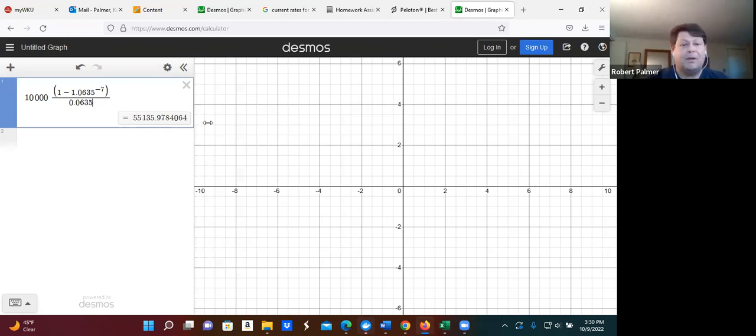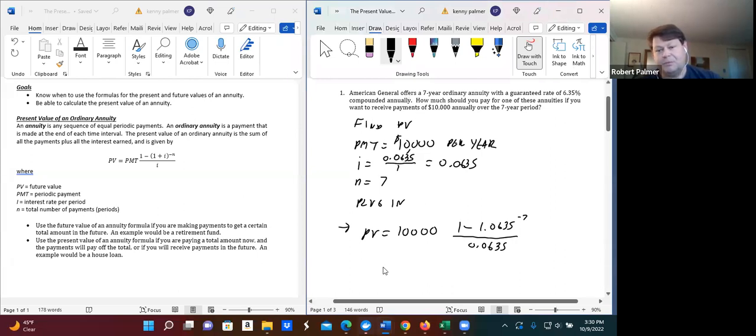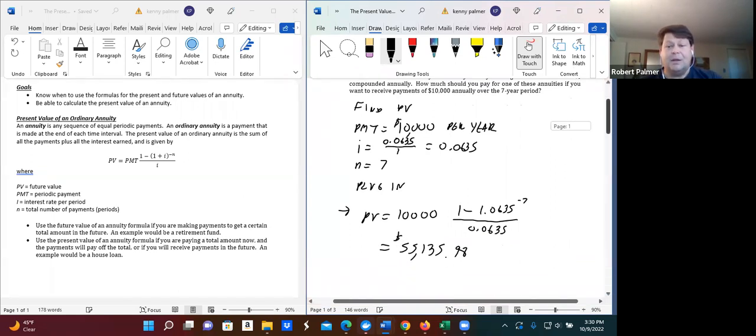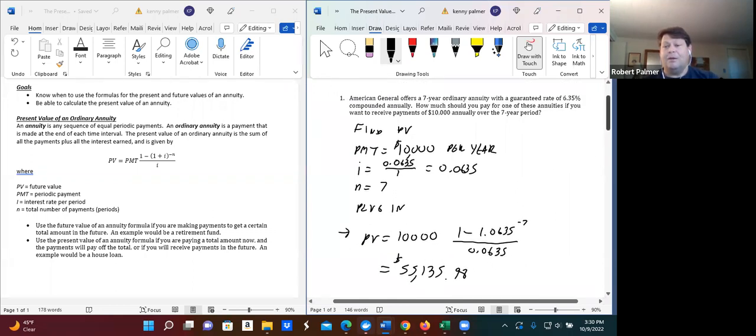Okay, and so what that says is 55,135 point, rounded to the nearest cent, 0.98. So that's our amount. So the present value, rounded to the nearest cent, is $55,135.98. Okay, and so what that means is that for this kind of annuity, maybe this is another way of doing a retirement account. Instead of paying into it, you create a lump sum in there, then this is going to generate interest. It's going to pay you $10,000 a year over a 7-year period.